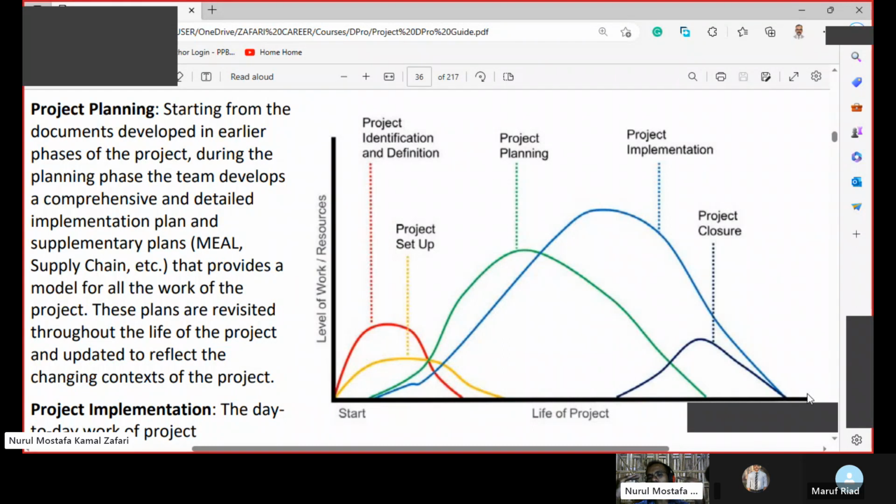Then the implementation. So this is the peak, because now we are implementing the project in the field. We are going to the beneficiaries. We are going to the stakeholders. We are implementing the activities. We are reporting back. We are interacting with people. We are communicating with the beneficiaries and stakeholders. And now when the project is closed, we don't need to invest a huge amount of time and resources, but it's less. But at the end of the project closure, every consumption of resources is done.